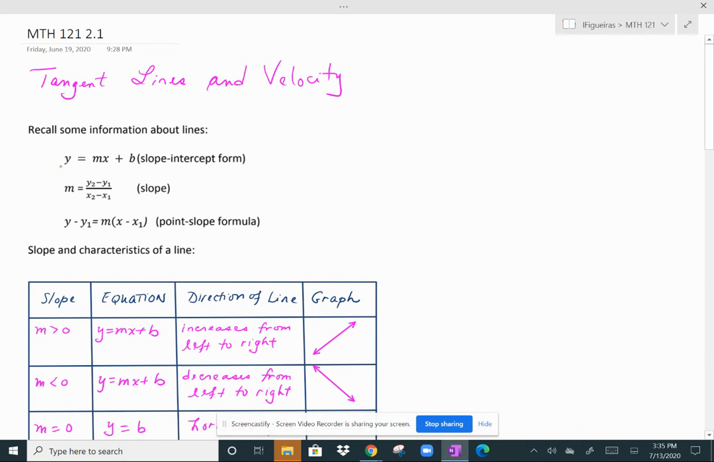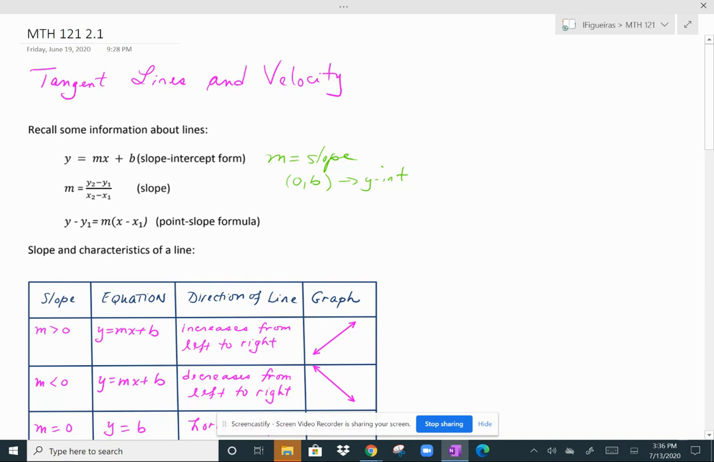So the equation of a line in the form y equals mx plus b is called the slope-intercept form of a line. When your line's in that form, you can get a lot of great information about it. You have m, which is the slope, which is a measurement of the inclination or the slant of a line. And the b represents a point. The point (0, b) is called the y-intercept of the line.